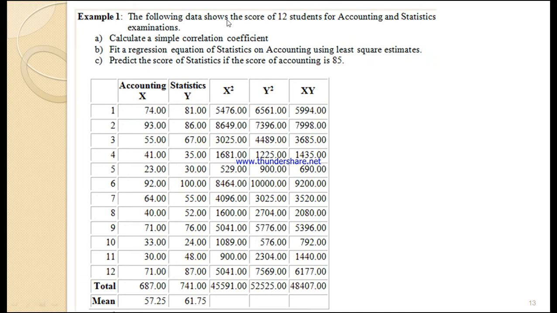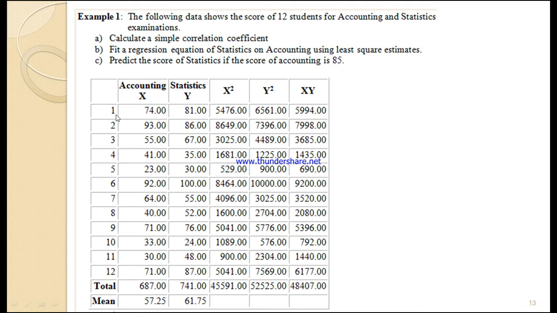The following data shows the scores of 12 students for accounting and statistics examinations. By using this data, we are going to calculate a simple correlation coefficient. As well, we are going to fit a regression equation of statistics on accounting using the LS or least square estimates, and we are going to predict the score of statistics if the score of accounting is given as 85.